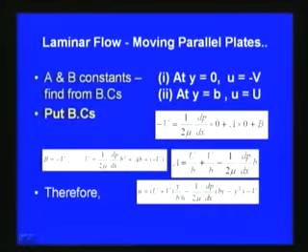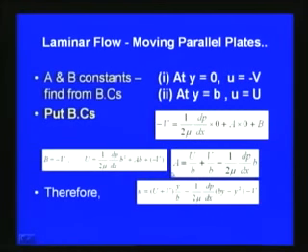Finally, the constants A and B are found. So, we can substitute back into the earlier equation, and finally we get the expression for the velocity for this particular case as u is equal to capital U plus V into y by b, minus 1 by 2 mu dp by dx into (by minus y square), minus V. So, this is the expression for the velocity.